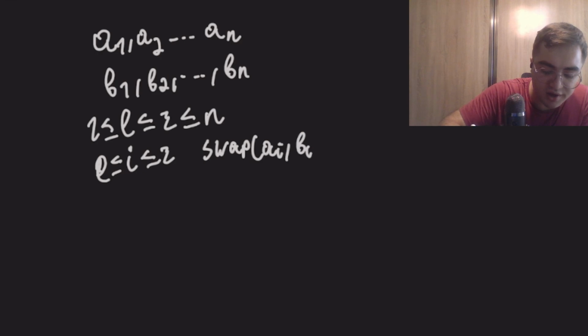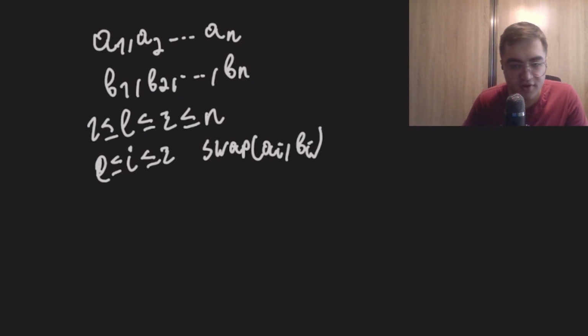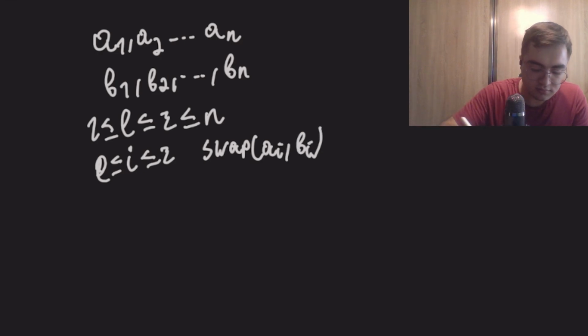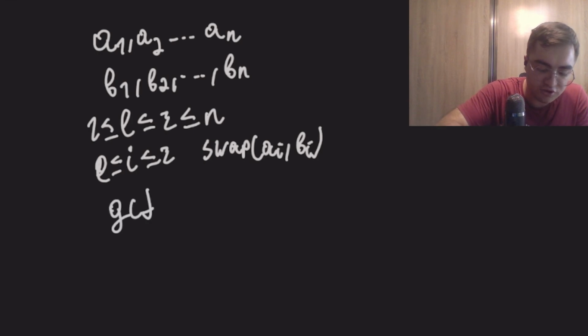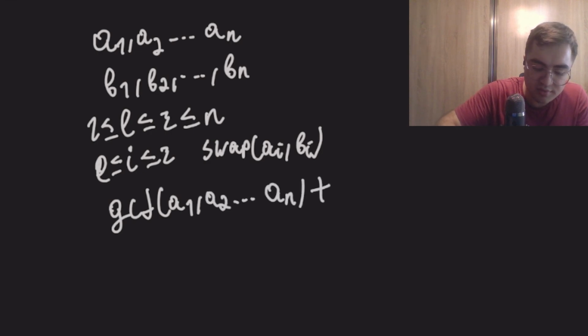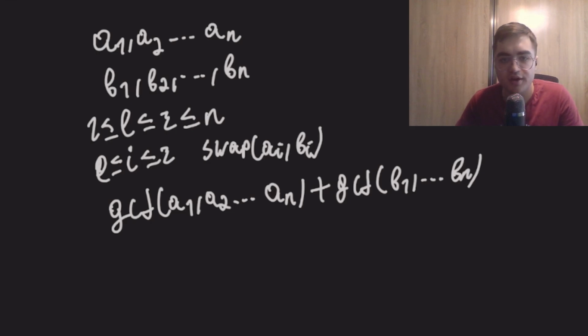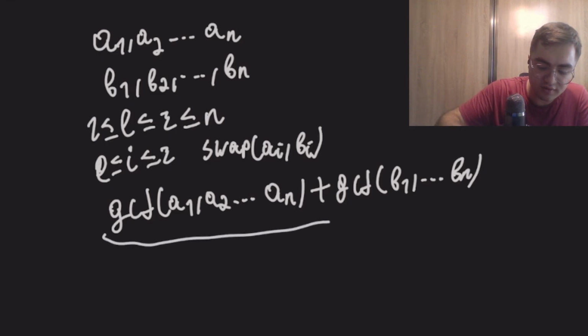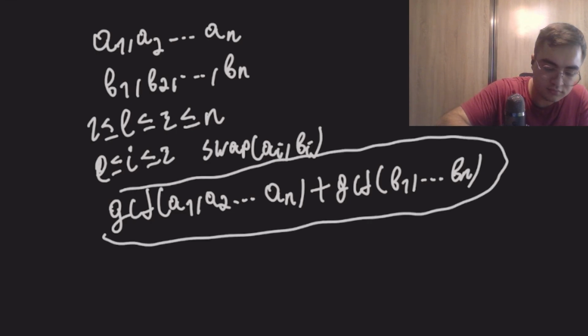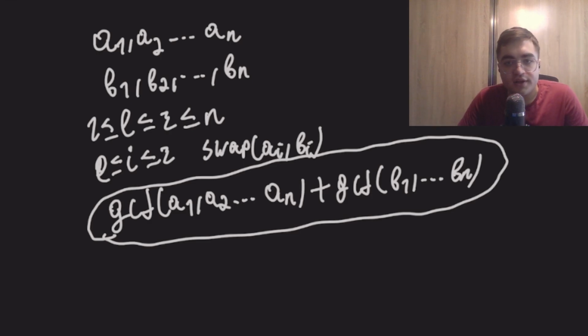A_i with B_i, right? And after doing this, you need to perform the operations in a way such that GCD(A1 up to An) plus GCD(B1 up to Bn) is just maximized. So your goal is to maximize this. All right, let's see how we can do this.